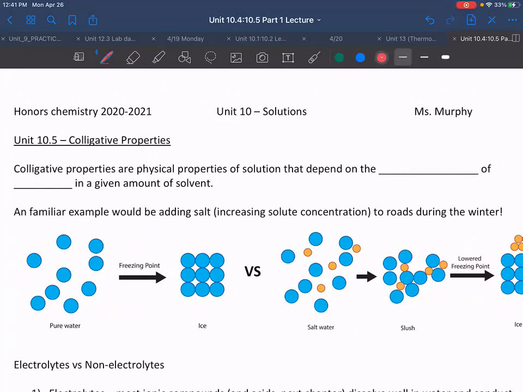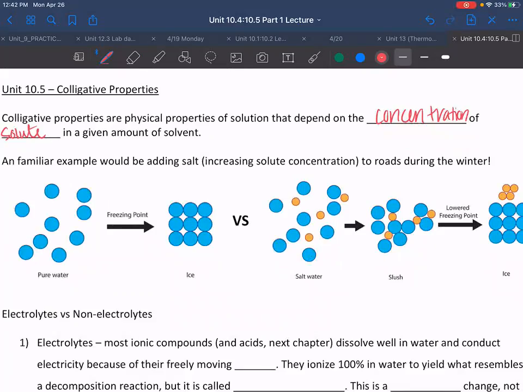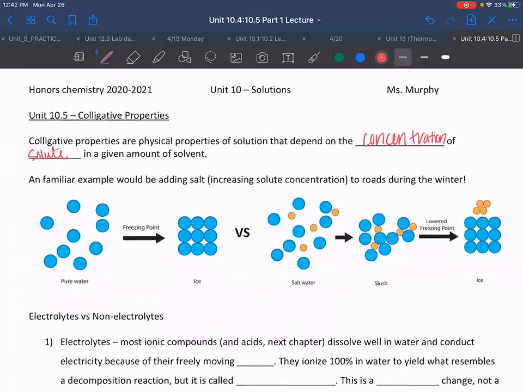And so the definition of a colligative property is just their physical properties of a solution that don't depend on the identity, but on the concentration of solutes in a given amount of solvent. So the reason why we're going to do a road salt inquiry is because that has very much to do with colligative properties. So you guys have heard we salt the roads during winter. It helps keep the freezing point low enough where the ice doesn't actually form.